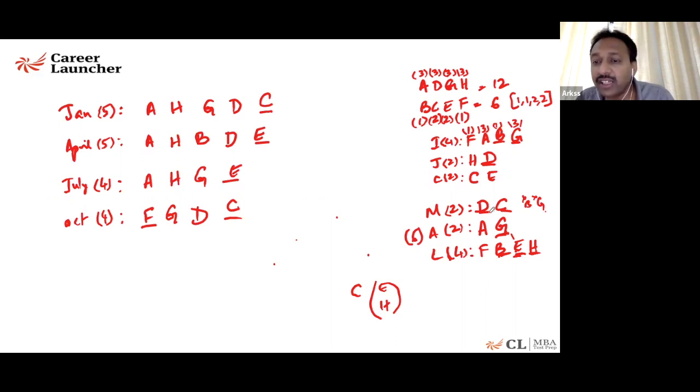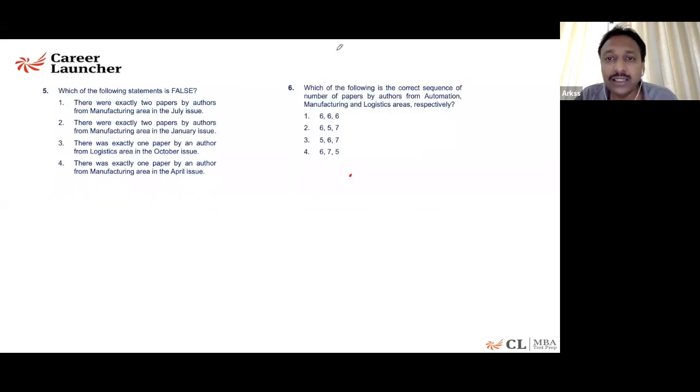Automation, manufacturing, D and C, 3 and 5. And therefore 11, 7 it should be. 6, 5, 7 it should be the answer. 6, 5, 7. It should be the answer for this.